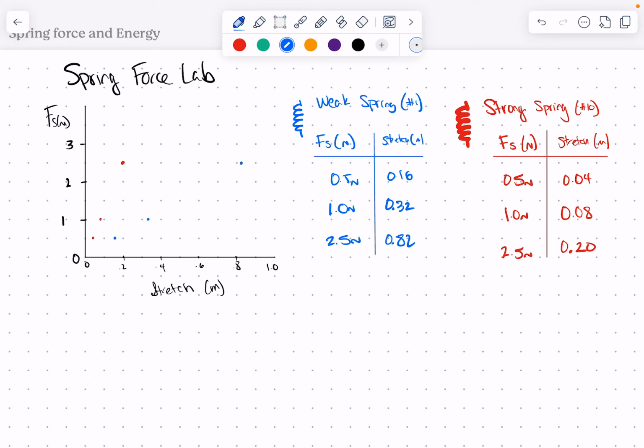Hey everybody, we are here to talk about the Spring Force Lab that you guys worked on last week. So here is some example data that I collected from the PhET simulator, probably similar to you.